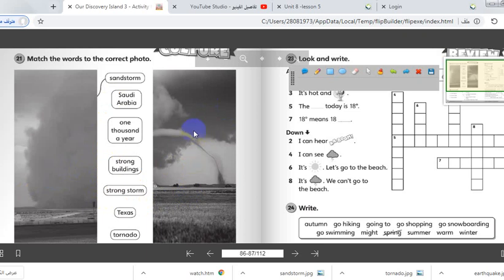And these tornadoes are common in Texas in America. As stated in the passage, it happens maybe 1,000 times a year. So this is for Texas and this is for Saudi Arabia, right? So this Saudi Arabia here and Texas here. 1,000 a year. This is quite clear. This one, of course. Strong buildings, as Ashraf stated in the pupils book lesson, he said we have strong buildings. So strong buildings should go for this picture. And the word strong storm, this is a tornado. Strong storm, and this is done before Texas, and this is tornado.